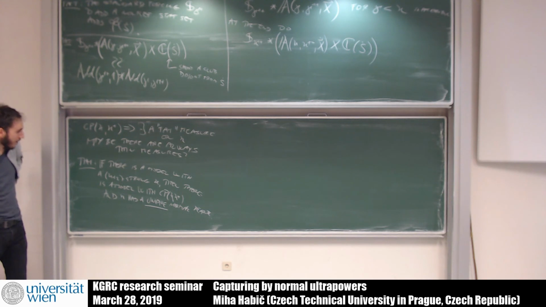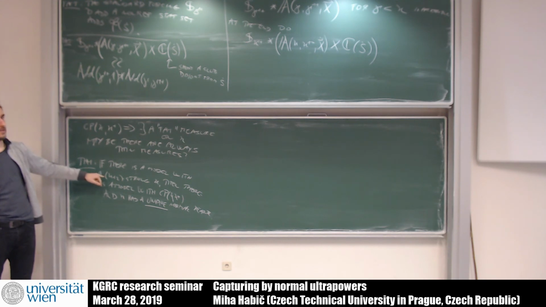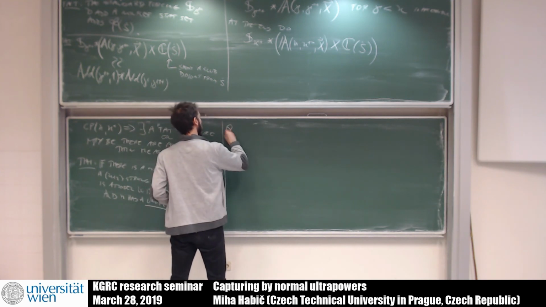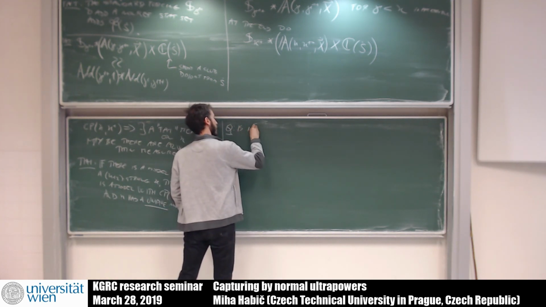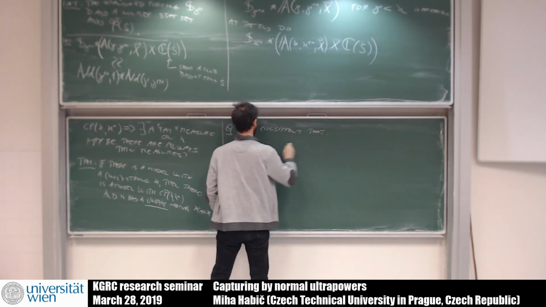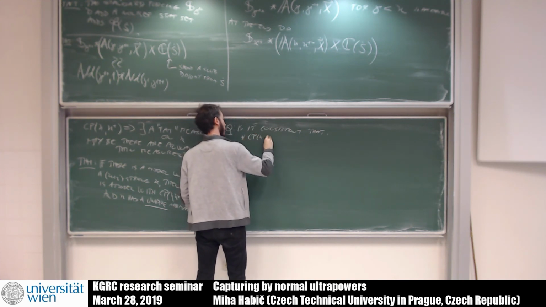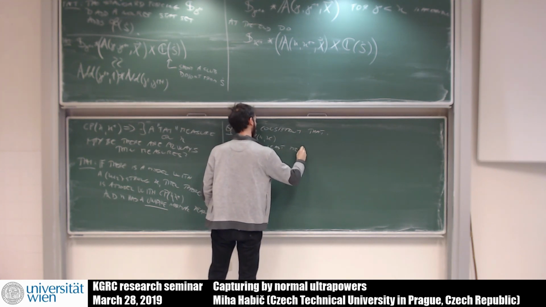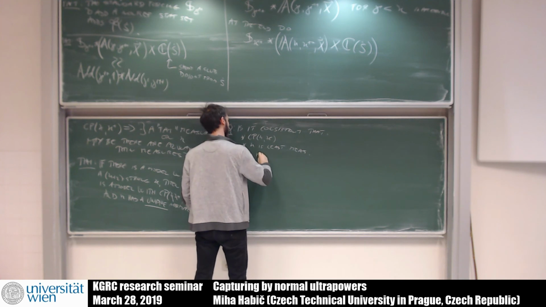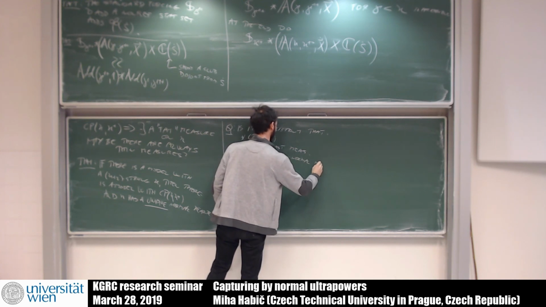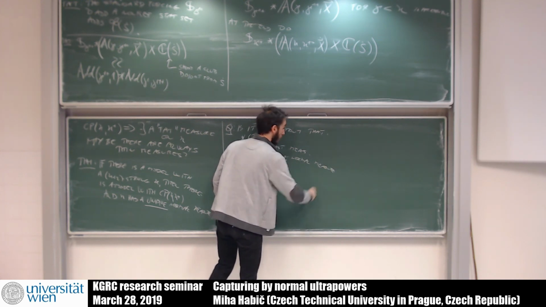The gap in my knowledge here right now is how do you combine this result with making kappa the least measurable? Right? So the question is: is it consistent that three things, right? CP kappa kappa plus, kappa is least measurable, kappa has a unique normal measure. Okay.